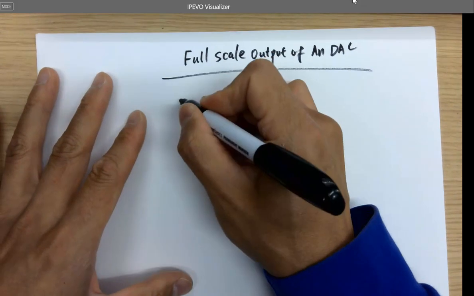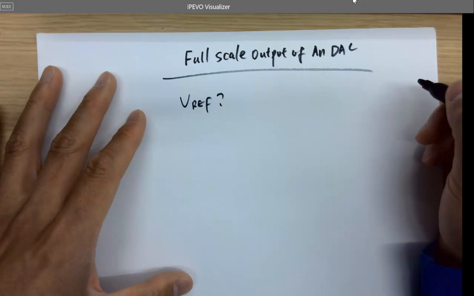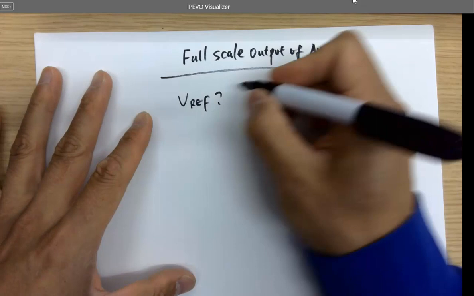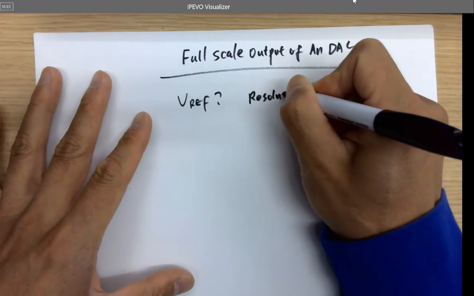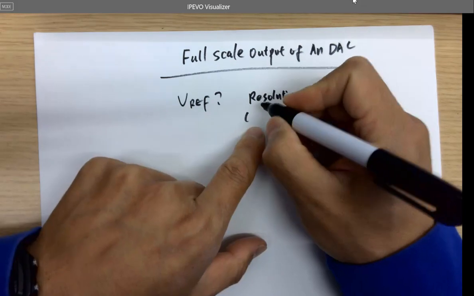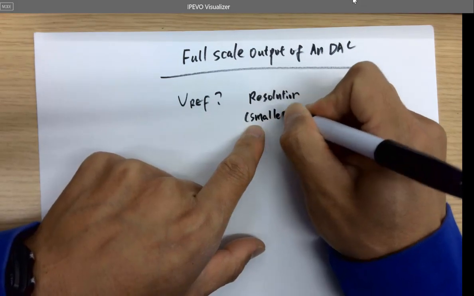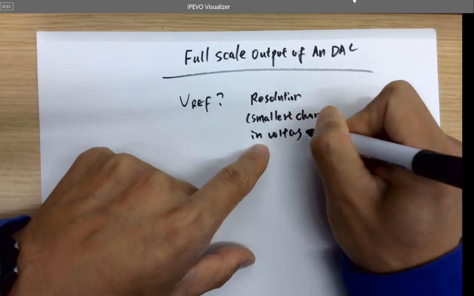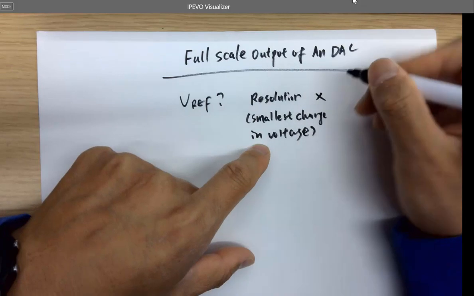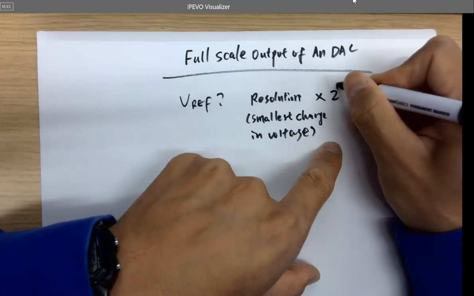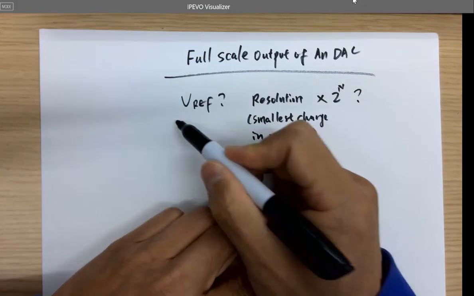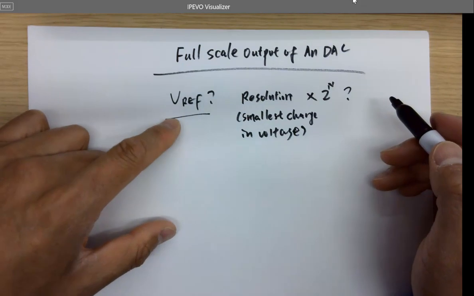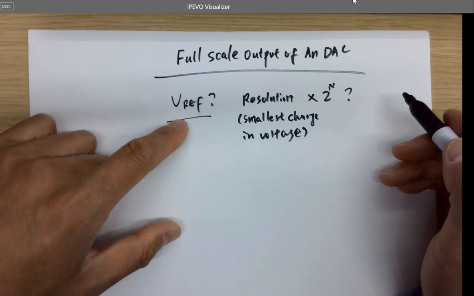Is it VREF? No. Is it the resolution, or the smallest change in voltage, times 2 to the nth power? Is this the VREF, the full scale output of the DAC? Is it VREF as a reference voltage? No, if you look at the notes, it's not VREF.